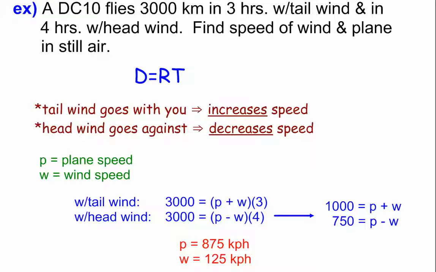Another common application of systems of two equations are problems involving distance, rate, and time, and things flying into the wind or with the wind, or boats going with the current or against the current sort of thing. Our example here says a DC-10 is flying 3,000 kilometers in 3 hours with a tailwind and in 4 hours with the headwind. We want to find the speed of the plane and the speed of the wind, the speed of the plane in still air.